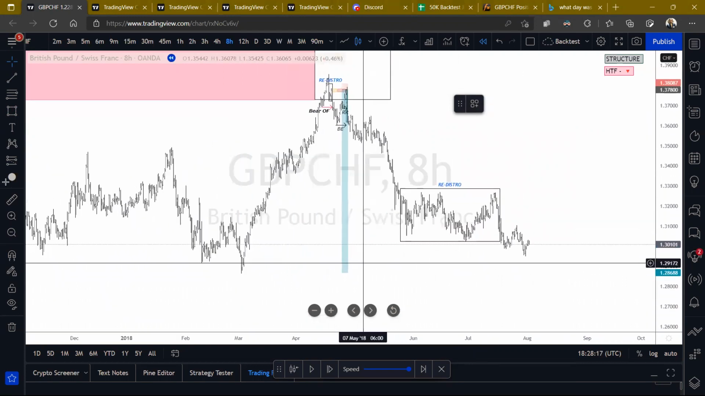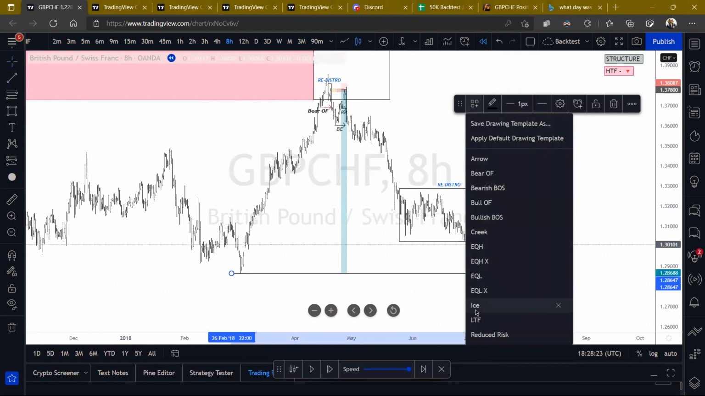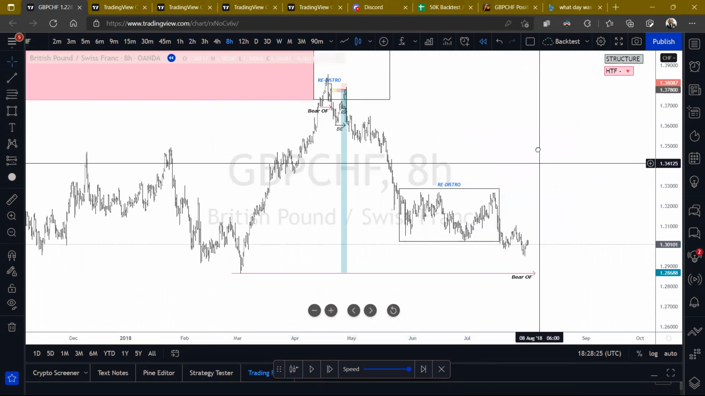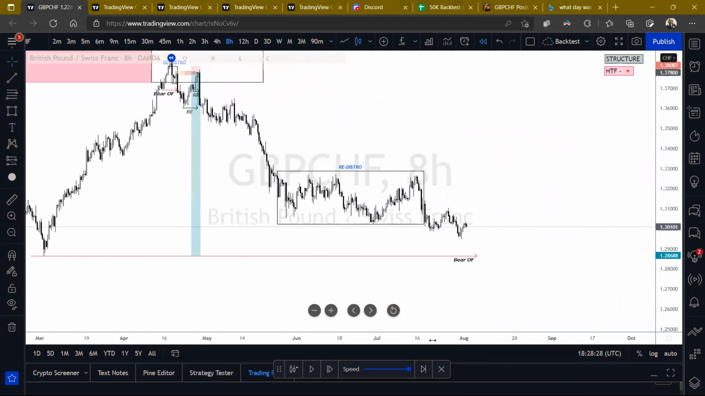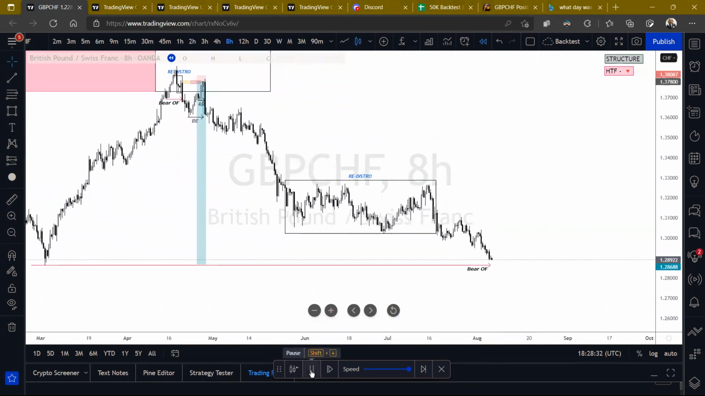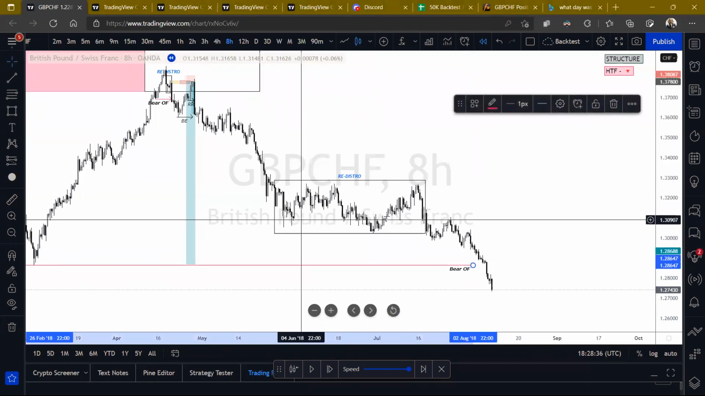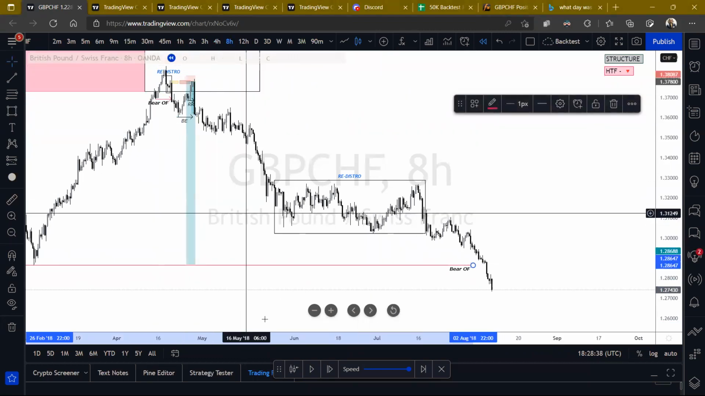Alright, but nothing is valid until we go ahead and we break this bearish order flow. And then boom, okay, we did perfect, right? So now we can see this is the SC and this here is the extreme.